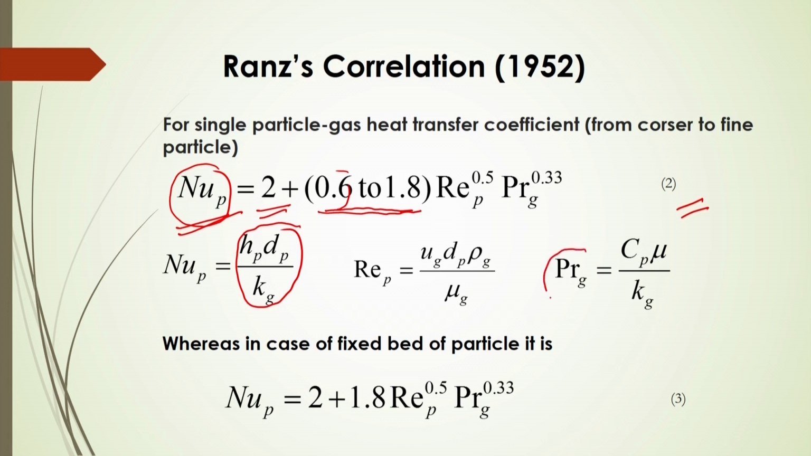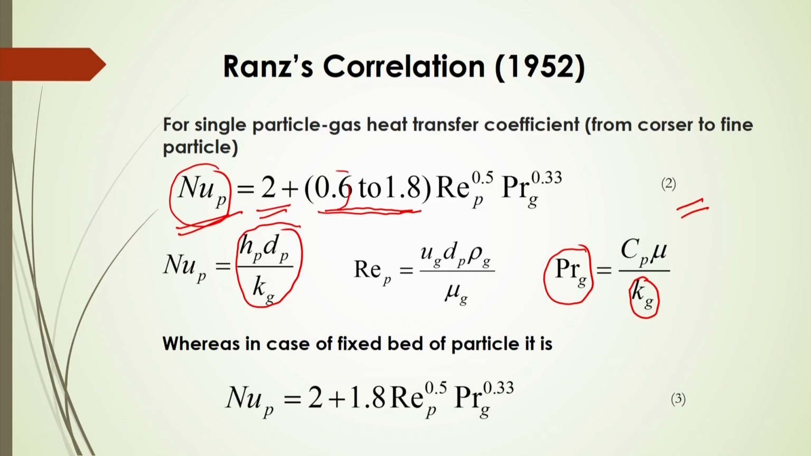Here the Prandtl number is Cp mu by k, where Cp is the specific heat capacity, mu is the viscosity of the gas, and kg is the thermal conductivity of the gas. So, if you know this Reynolds number, Prandtl number and other operating conditions, then from equation 2 you will be able to calculate the heat transfer coefficient of the single particle, from coarser to fine particles.